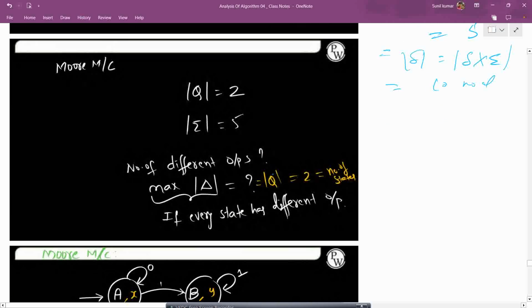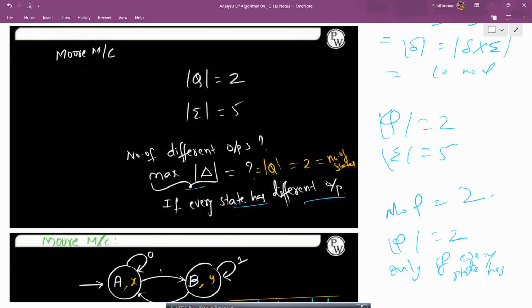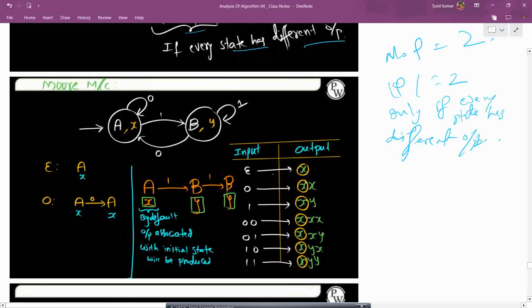In Moore machine, the number of states is Q equal to 2 and the input alphabet is 5. The number of different outputs is at most 2, which is Q, the number of states, only if every state has a different output.